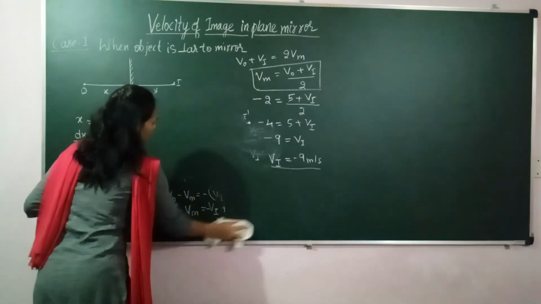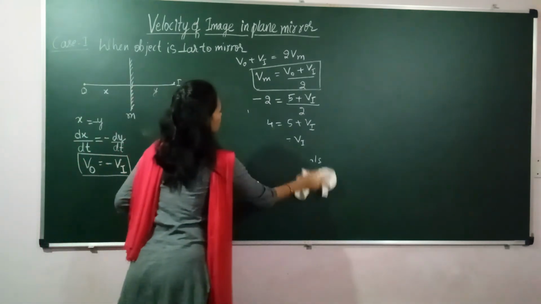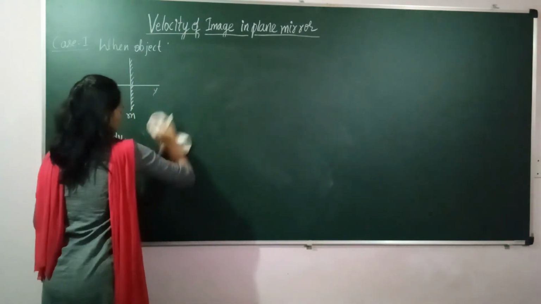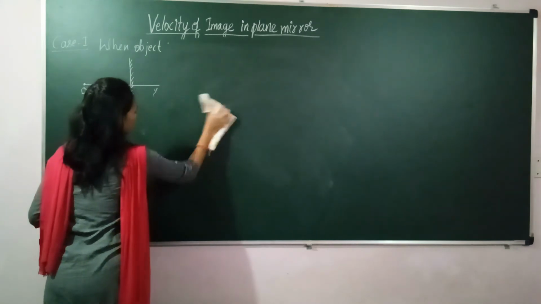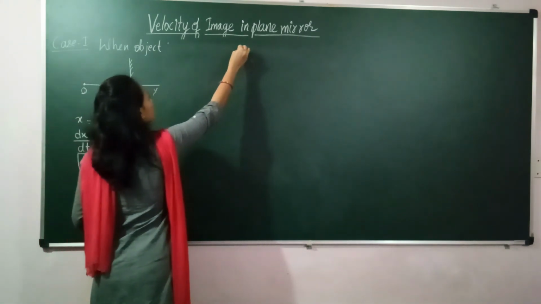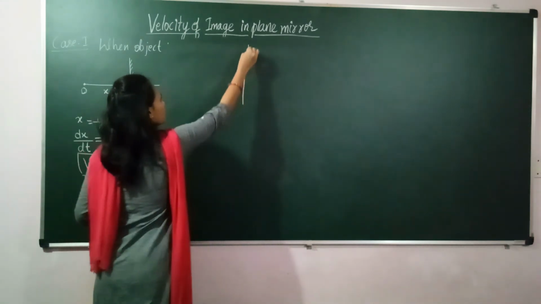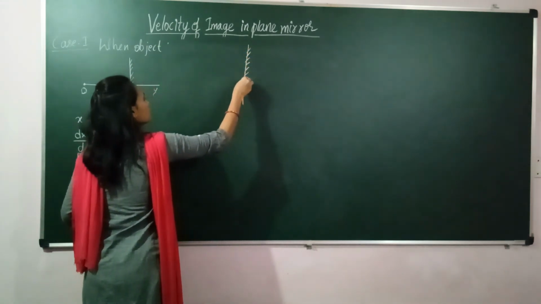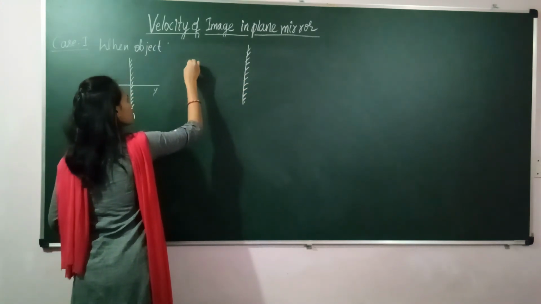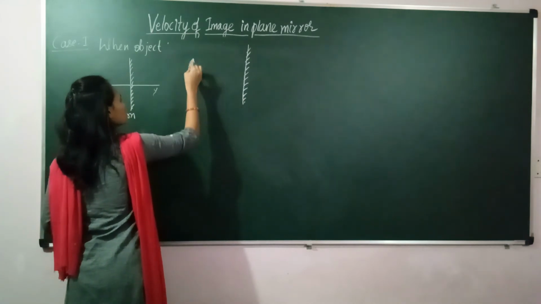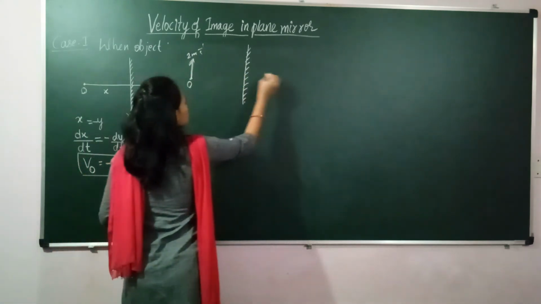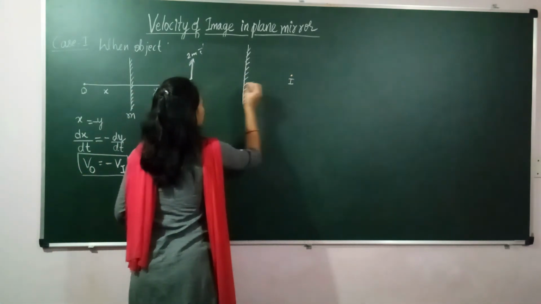Next example we will take. Next case we will study, and that one is, suppose this is the plane mirror, and this object is moving parallel to the mirror at the speed of 2 meter per second. So somewhere here the image will be formed at the same distance.